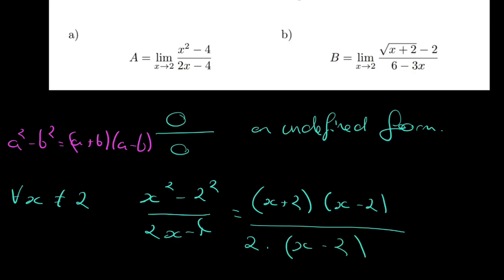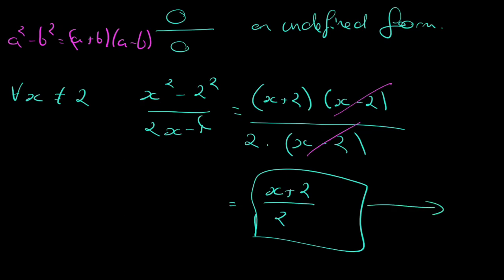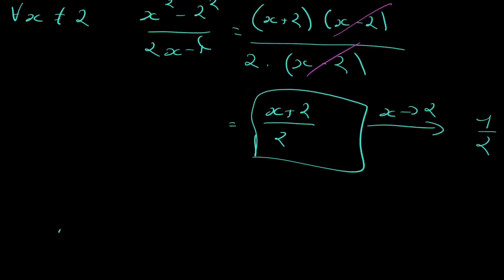And here we can simplify the x minus 2 at the top and at the bottom, and we are left with x plus 2 over 2. And this has an easy limit when x tends to 2. This will tend to 2 plus 2 over 2, that is equal to 1/2. And so we can say that A is equal to 1/2. And we have solved the first limit.